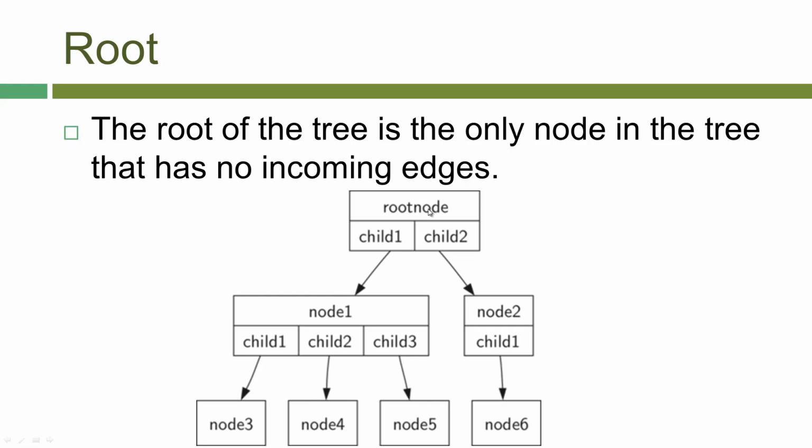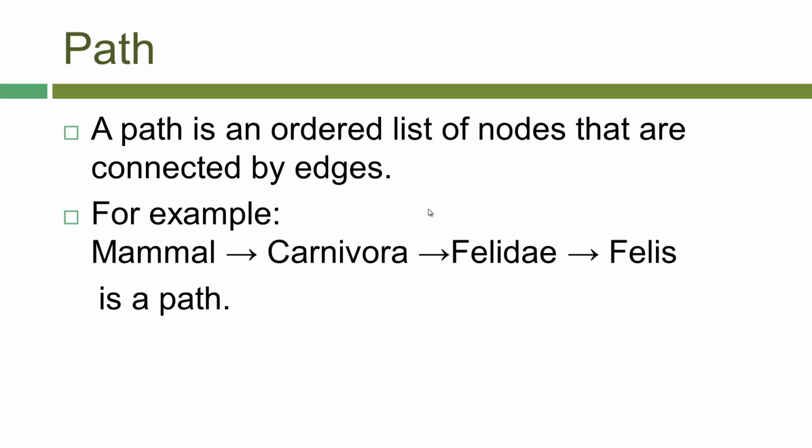And notice that the root node is the only node here that has no incoming edges. And then we can see children and then other nodes. So a path is an ordered list of nodes that are connected by edges. So if you look, for example, back to the biology tree that we were looking at, mammal to carnivores to other Felidae, Felis is a path there.